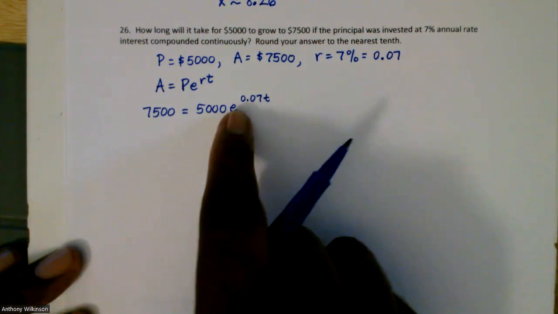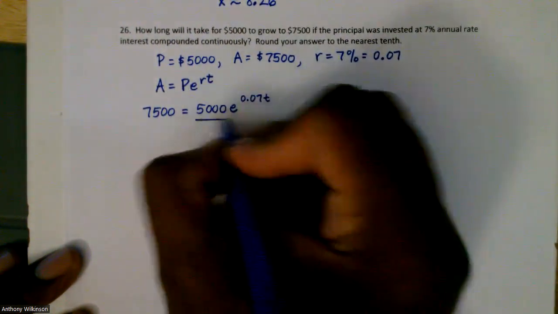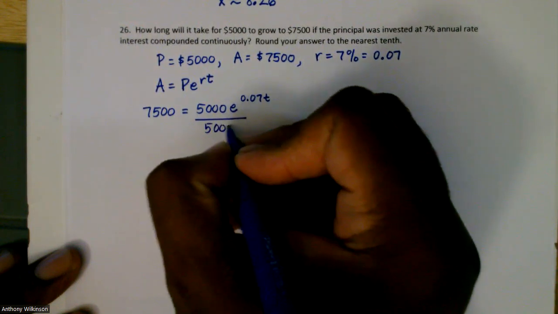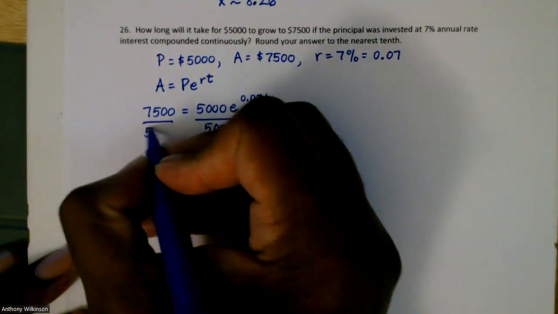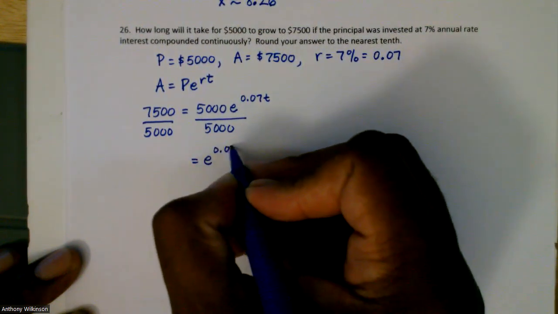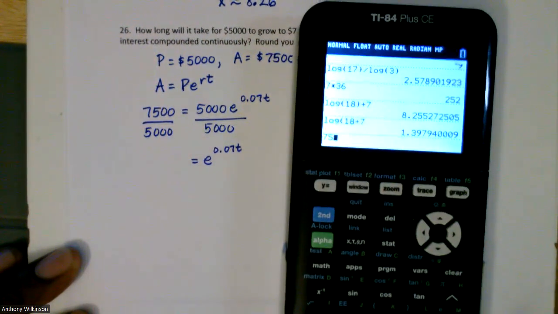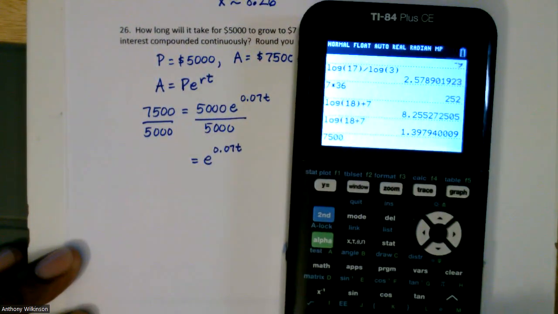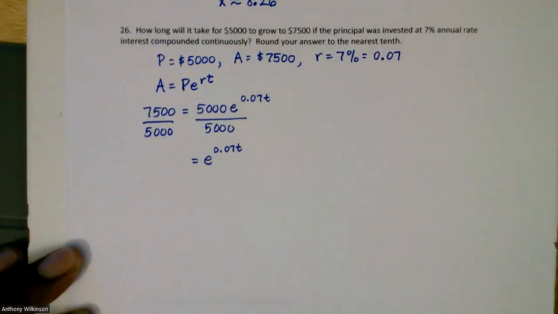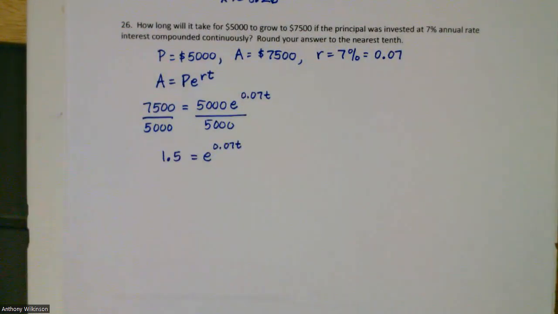Now we need to get the exponential part by itself, that E to the 0.07T. So I'm going to divide both sides by 5,000. So now you're going to have the E to the 0.07T by itself. And if I do 7,500 divided by 5,000, I'll get 1.5. So I have 1.5 equaling E to the 0.07T.